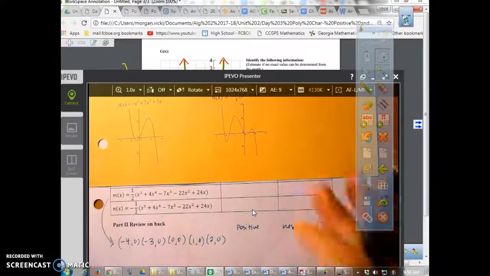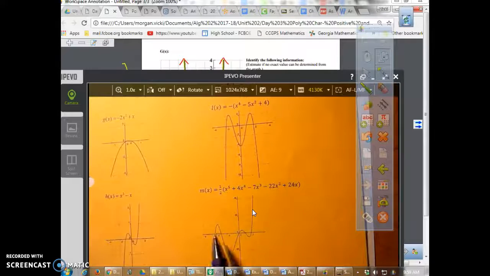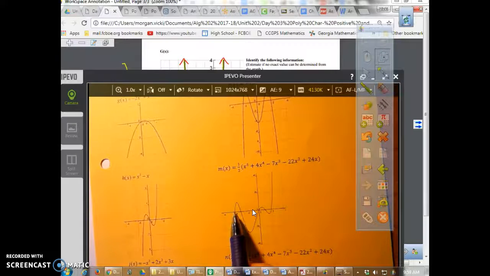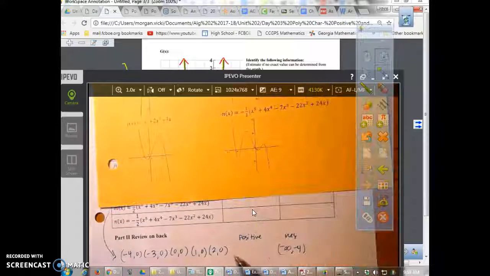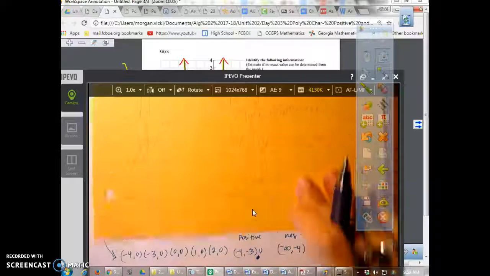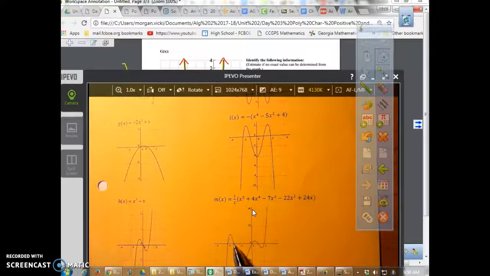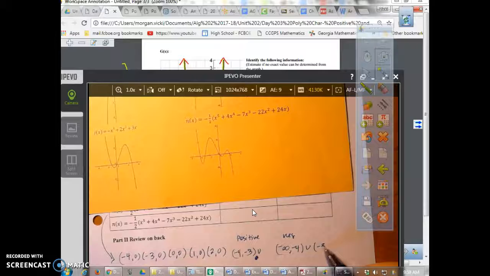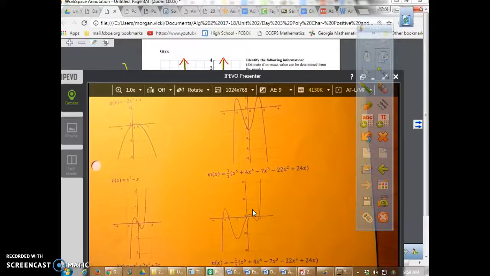So my graph is negative from -infinity to -4. So -infinity to -4, it is below the x-axis. Then from -4 to -3, it's above. So -4 to -3. And this would be a union symbol actually. And then again, it goes negative from -3 to 0. So the x's from -3 to 0 are giving me y's that are below the x-axis.